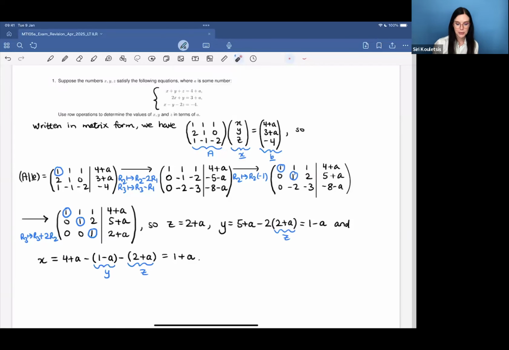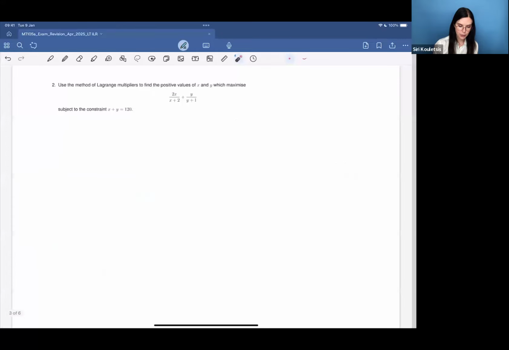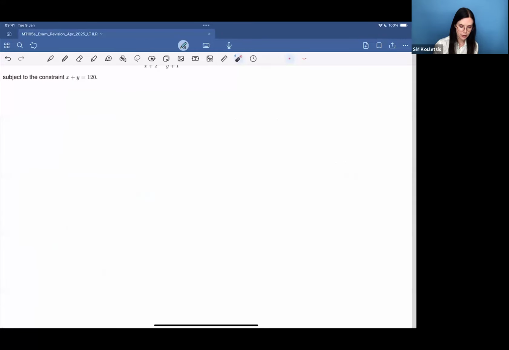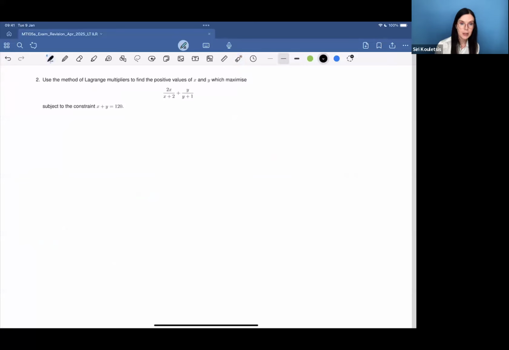Now, moving on to the next question. We have a question here on Lagrange multipliers, and it says, use the method of Lagrange multipliers to find the positive values of x and y, which maximize this expression we see here, 2x over x plus 2 plus y over y plus 1, subject to the constraint that x plus y has to equal 120.